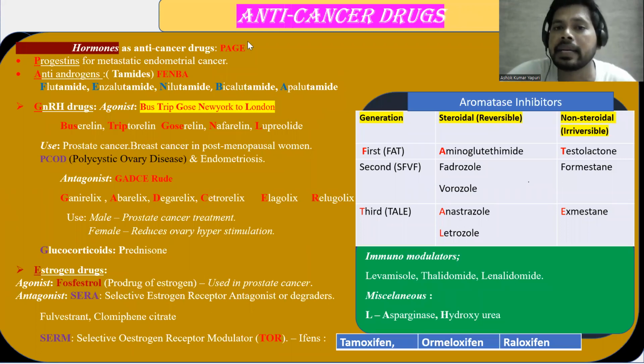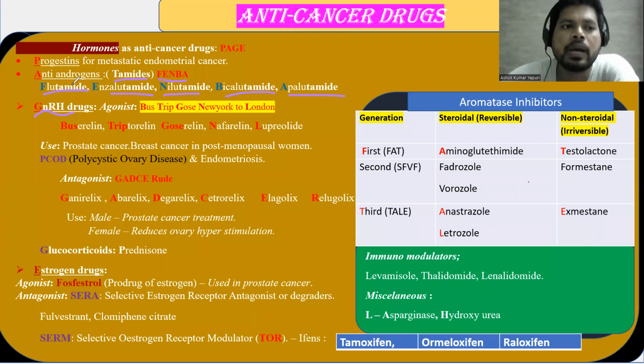Next, anti-androgens. Anti-androgens show opposite action to testosterone. They act by blocking the androgen receptors, also called testosterone receptors. The mnemonic is fenba, and they are the tamides: flutamide, enzalutamide, nilutamide, bicalutamide, as well as apalutamide. All these are anti-androgens that block testosterone receptors, that is, androgen receptors. They are generally used in prostate cancer.